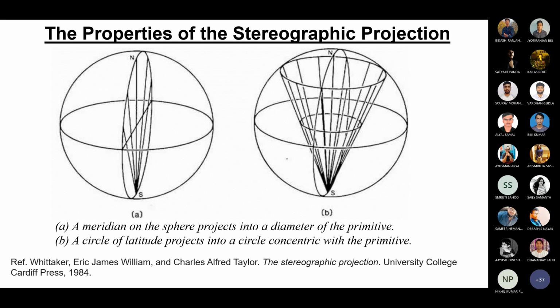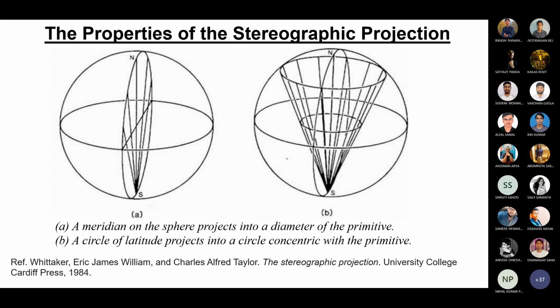If you look at figure A, or figure B in the slide, the figure shows that a meridian of the sphere projects to a diameter of the primitive, which is the case when the projection is a circle of infinite radius. And a circle of latitude on the northern hemisphere projects to a circle concentric with the primitive and inside it.